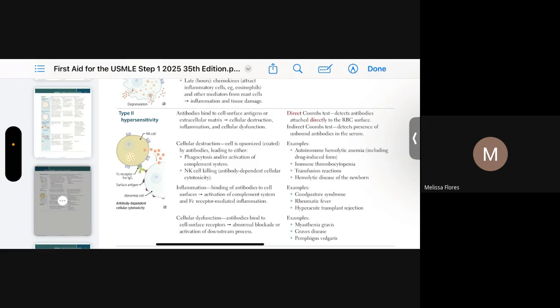Is it clear? So we have something called direct Coombs test and indirect Coombs test, right? The goal of both of these tests is to detect antibodies in your serum, or antibodies directly bound to your red blood cells, right? So we discussed something called autoimmune hemolytic anemia. Yesterday, did you guys do the autoimmune hemolytic anemia? Hello? Yeah, that was analytical anemia.